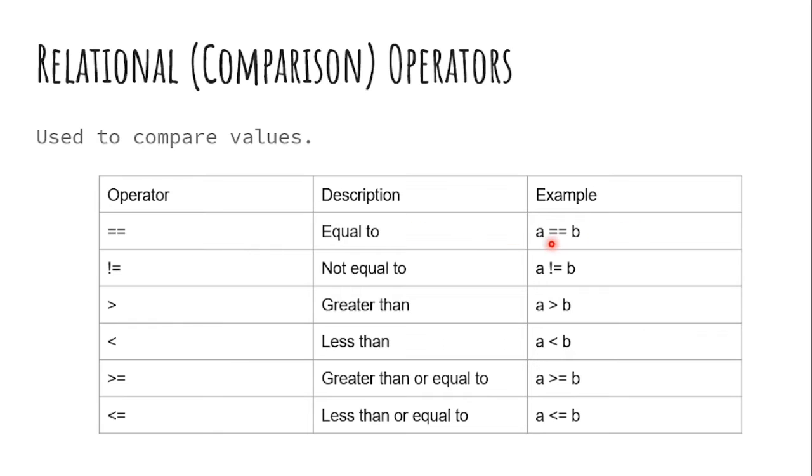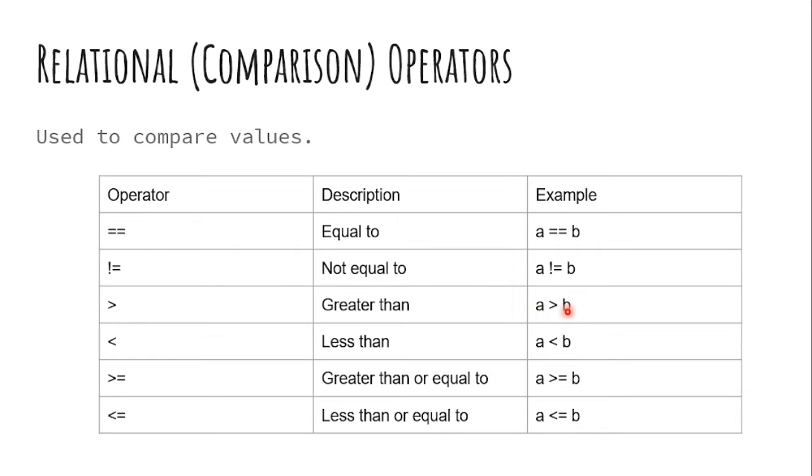For example, if a and b are equal, like 2 and 2, it returns true because both values are equal. If a is 2 and b is 3, the values are not equal, so it returns false. In not equal to, if a is 3 and b is 6, the condition is true because both values are not equal. In greater than, if a is 6 and b is 3, it is true because a is greater.